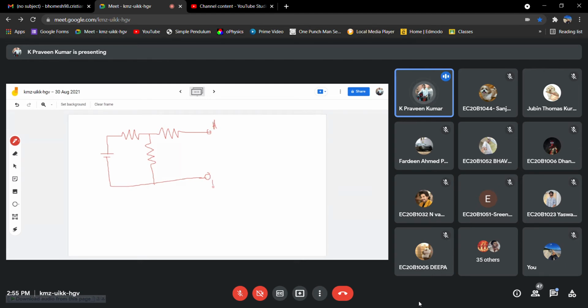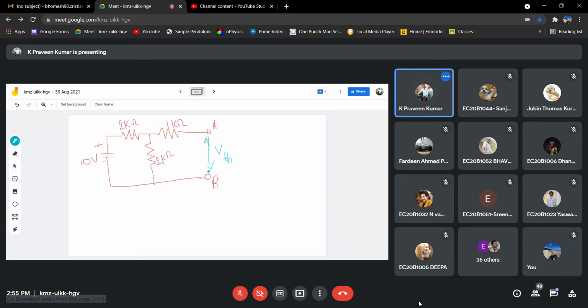This is terminal A and this is terminal B. Let us say this is 10 volt and this resistance is, let us say, 2 kilo ohm and this is 1 kilo ohm and this is 2 kilo ohm. Okay. So what is it? We need to calculate this open circuit voltage. So that's what we are going to call VTH.